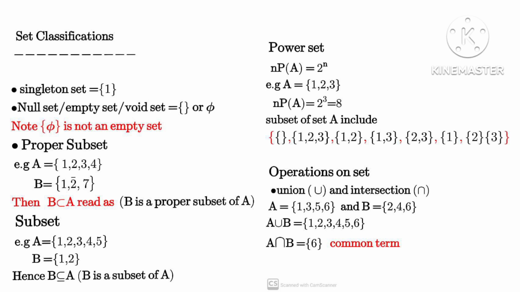So that is a power set. The cardinality of a given set raised to the power of n gives us our power set. Now we have operations on sets: the union and the intersection. The intersection simply means the common terms between the two sets or between the three sets. You understand? While union is just the combination of all the sets that we have.